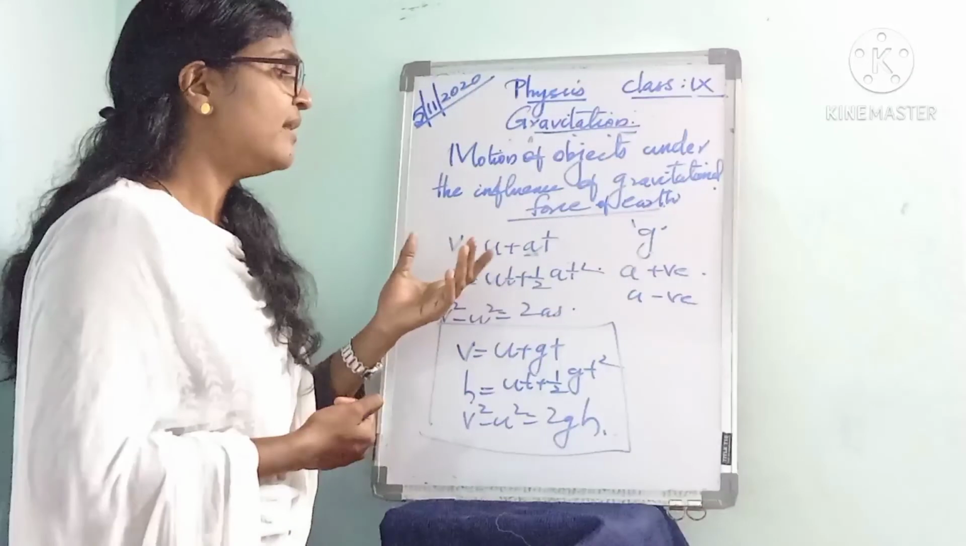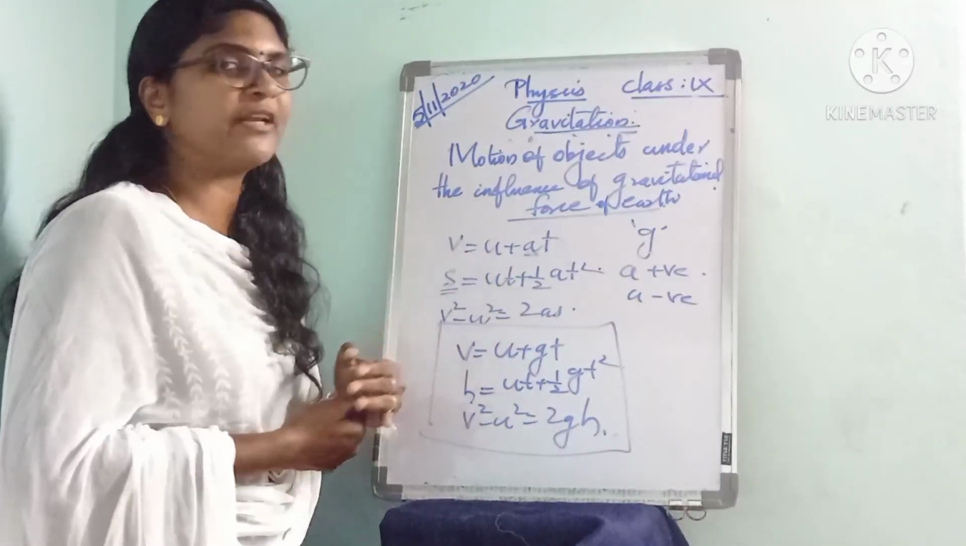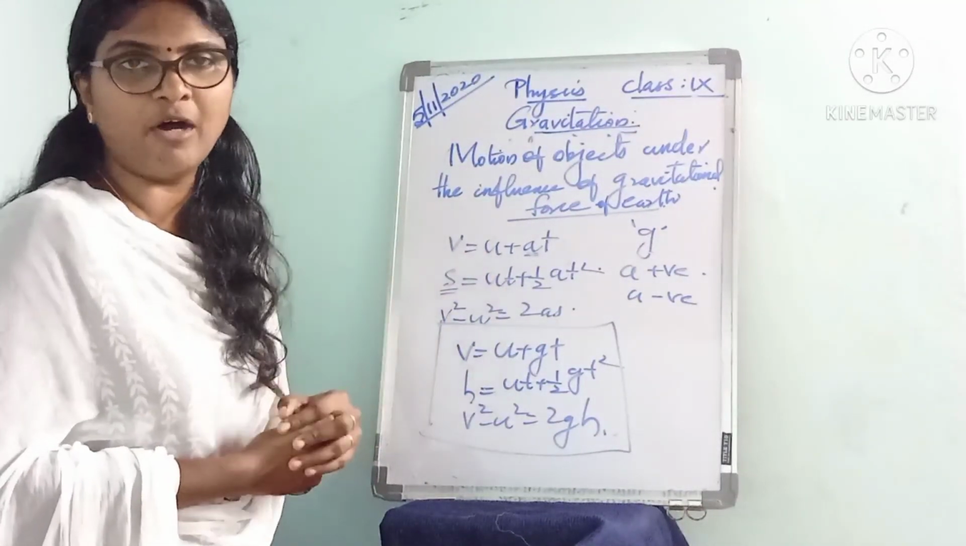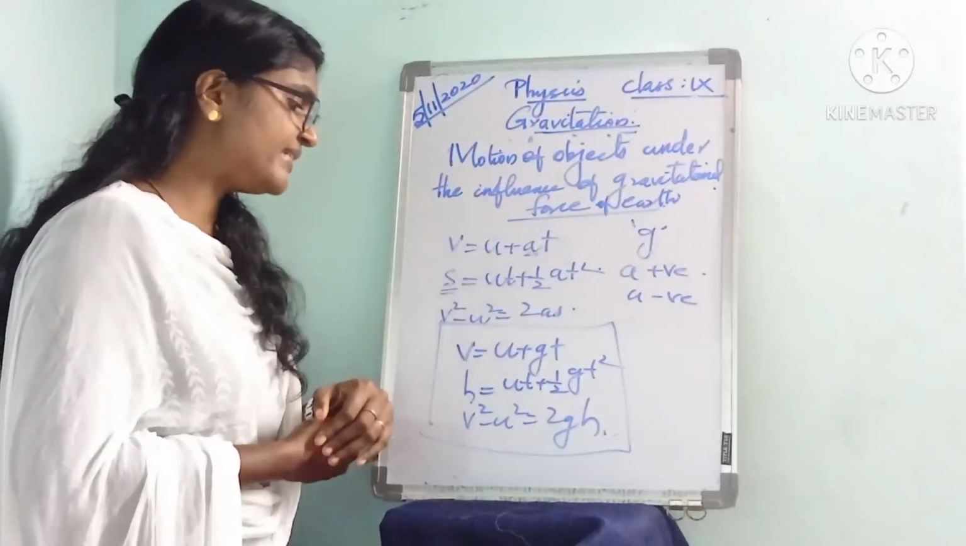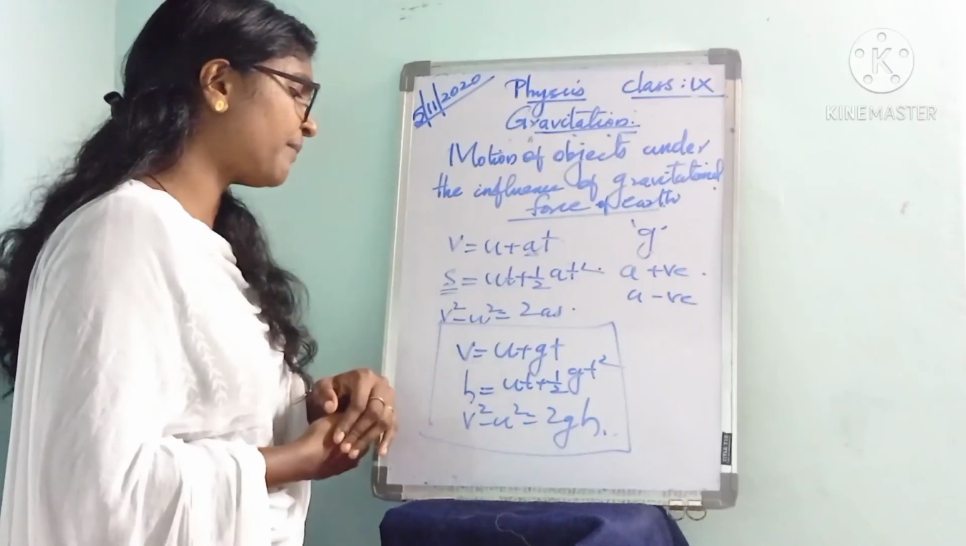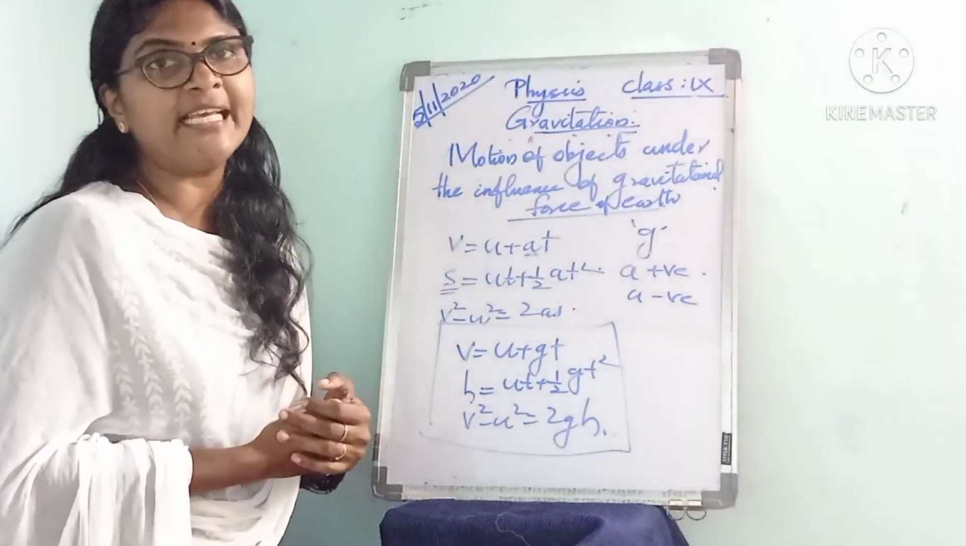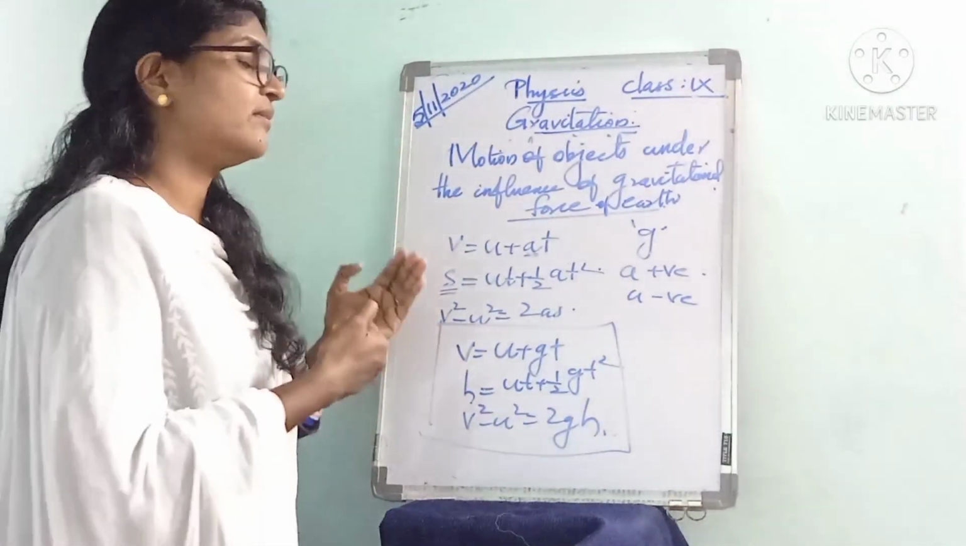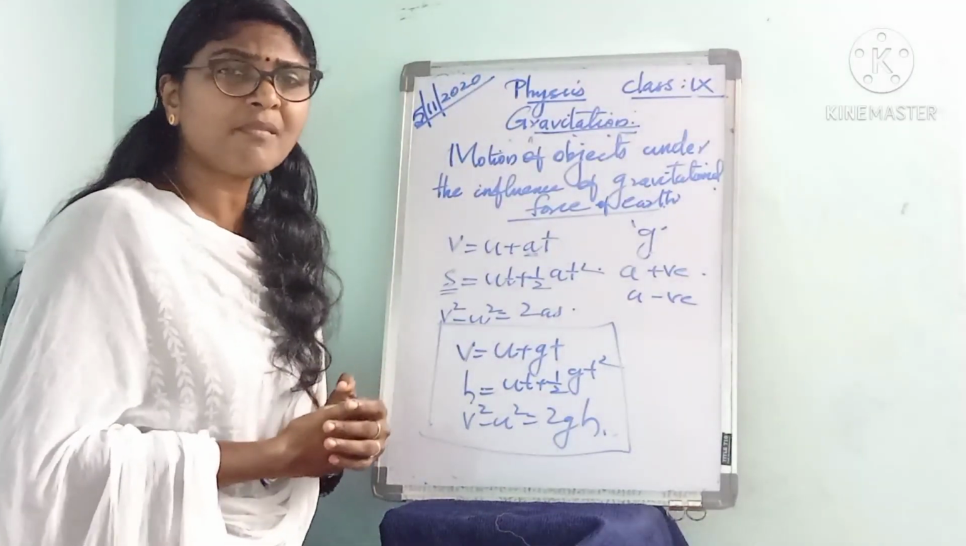Next, the equations of motion for free fall: v = u + gt, then h = ut + 1/2 gt^2, then v^2 - u^2 = 2gh.